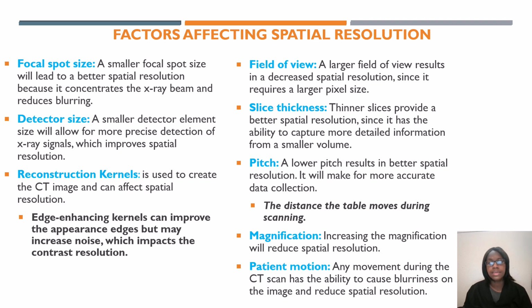Slice thickness. Thinner slices provide a better spatial resolution since they have the ability to capture more detailed information from a smaller volume. So sometimes whenever I work as a CT tech, the radiologist may call and say, hey, I've gotten these images. Could you add thinner slices? Could you change the slice thickness? So normally whenever you are scanning an abdomen, the slice thickness is at like 5. But sometimes, let's say a radiologist calls you and says, can you change those to 3? So you'll just change them.